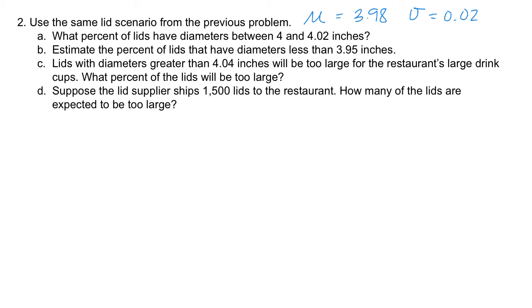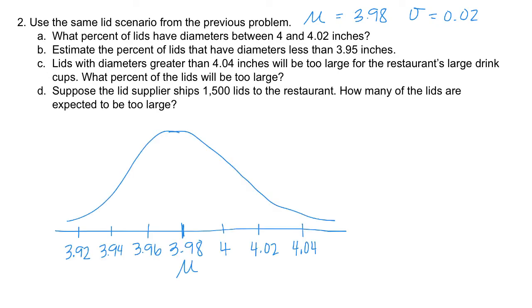So I'm just going to draw the sketch of what the normal distribution looks like. Okay, so I just drew my normal distribution, I labeled the mean in the middle, and then I added 0.02 in each direction until I got 3 standard deviations above the mean and 3 standard deviations below the mean. So A is what percent of lids have diameters between 4 and 4.02. So I'm going to mark that on my graph, 4 and 4.02. So I want to find this shaded area just between those two measurements.